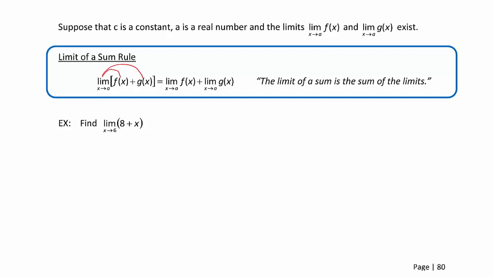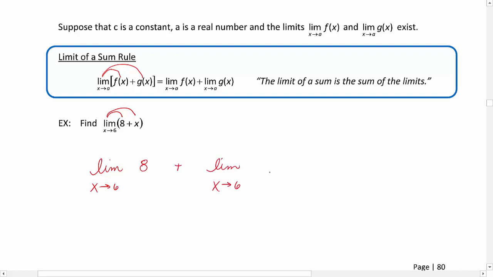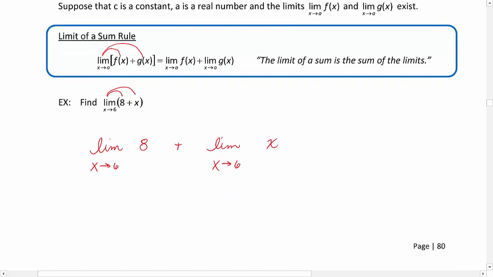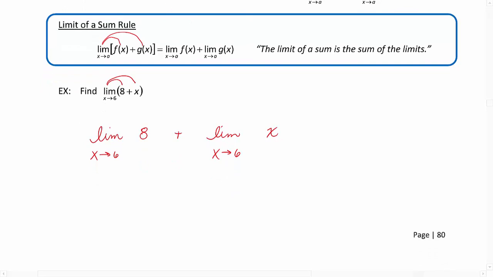Let's find the limit as x approaches 6 of 8 plus x. So I'm going to distribute in. Now, of course, distribute is the wrong mathematical word, but that's just kind of what I think of when I see this. I'm going to apply that limit to each term in the parentheses. This becomes the limit as x approaches 6 of 8 plus the limit as x approaches 6 of x. And now we're going to find each of these individual limits and then add their answers together.